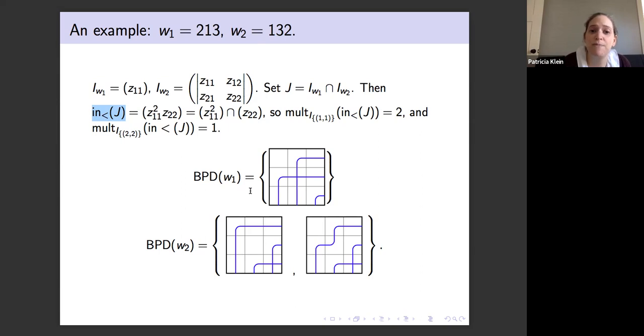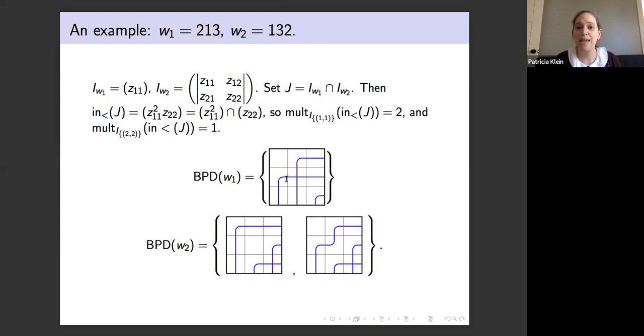Looking at the bumpless pipe dreams, well, here's the bumpless pipe dream for 2, 1, 3. And clearly there's no drooping that can happen because there's no blank tile south or east of any of these elbows. And when we start with this bumpless pipe dream for 1, 3, 2, there's exactly one droop move that we can do. It's drooping this elbow into this blank tile. And so in a way that I'll describe in a second, this bumpless pipe dream for W2 is giving us the same information as this bumpless pipe dream for W1.